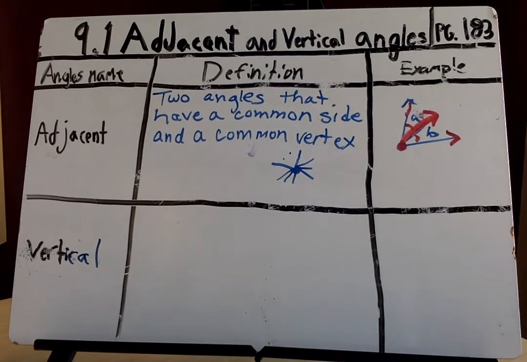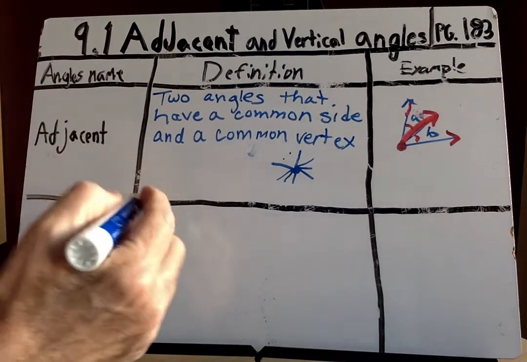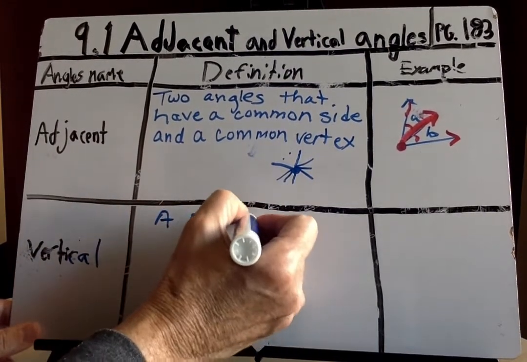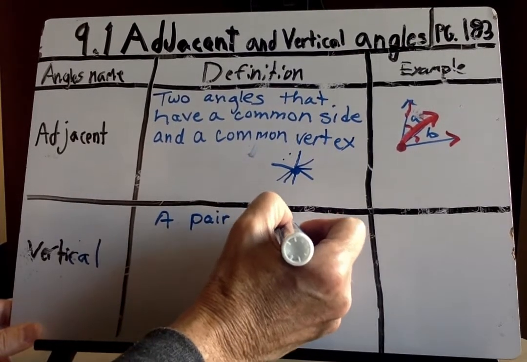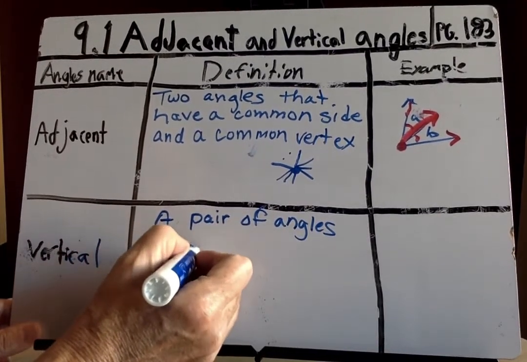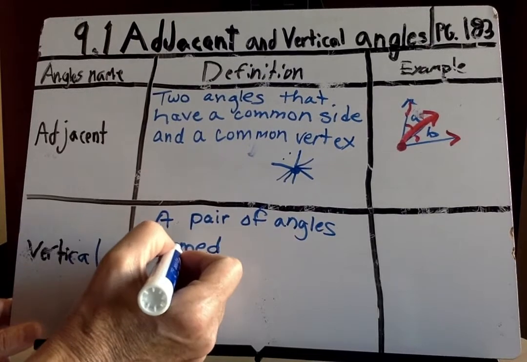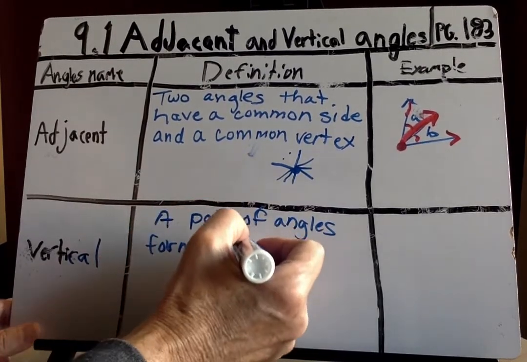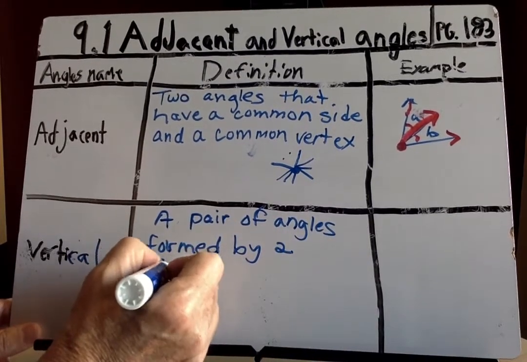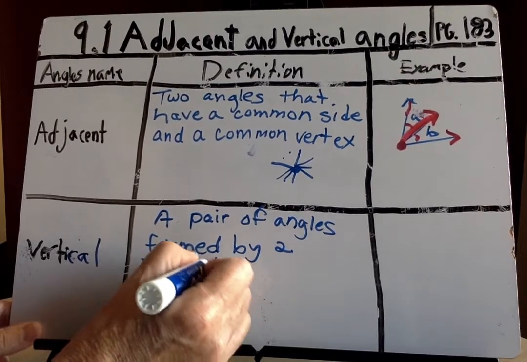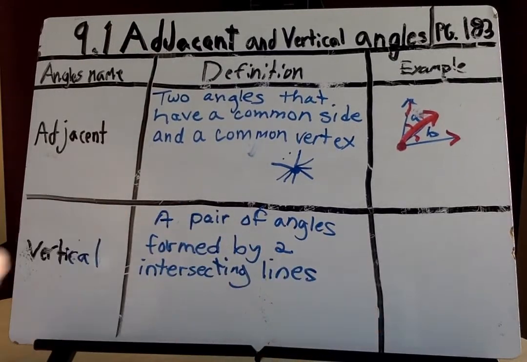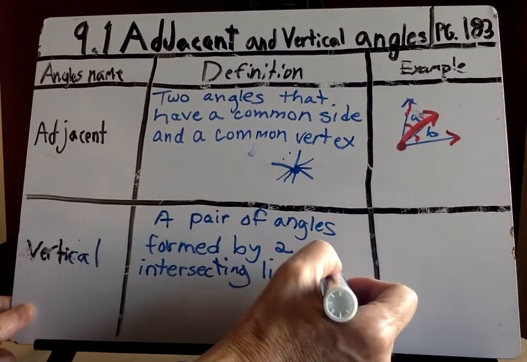Okay? Vertical angles is a pair of angles formed by two intersecting lines. And they're always congruent.